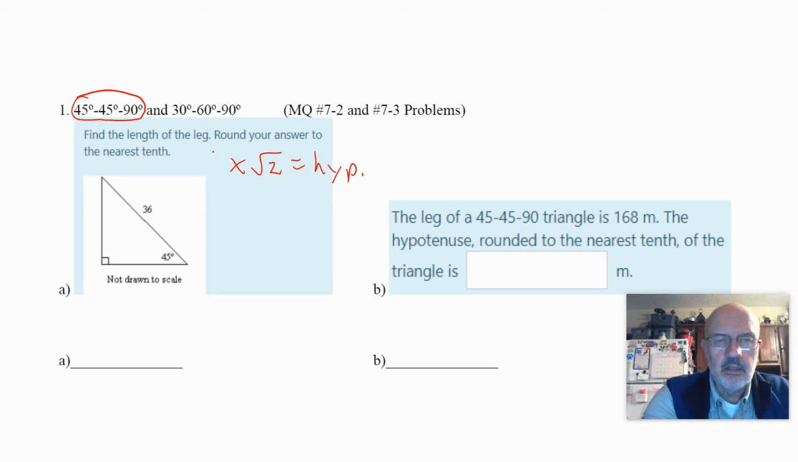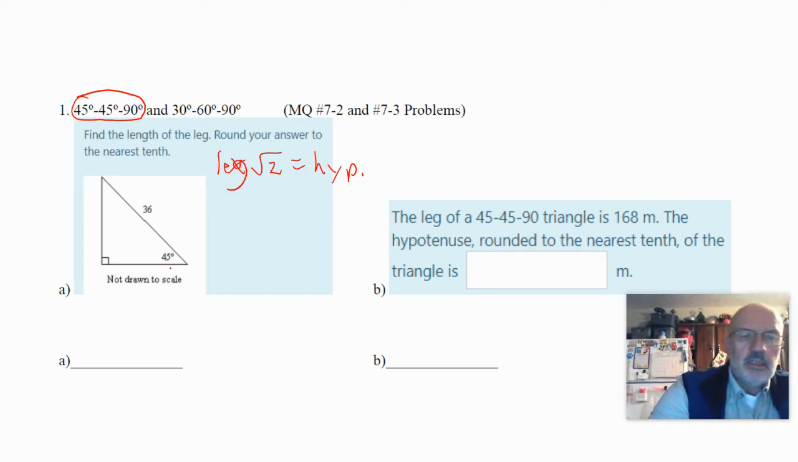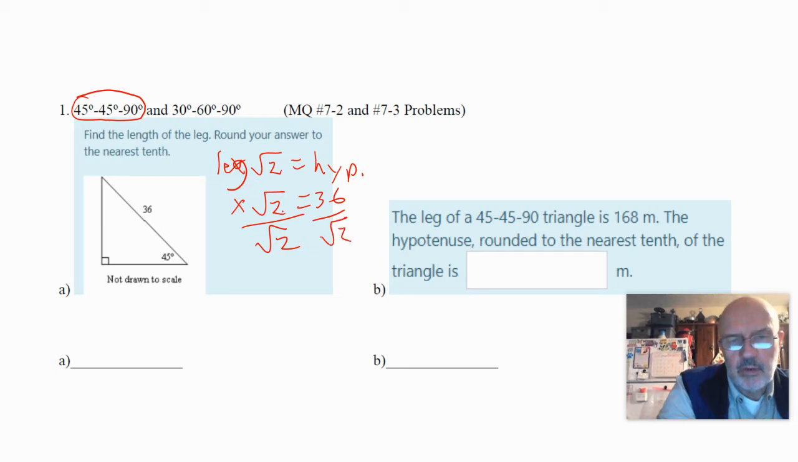All right, so maybe we'll just call it leg for now. So we don't know the leg, but we know the hypotenuse. So we can go, let's call that x times the square root of 2 equals 36. So to find our answer, we do 36 divided by the square root of 2. And we should get 25.5 for that. You do that on your calculator.